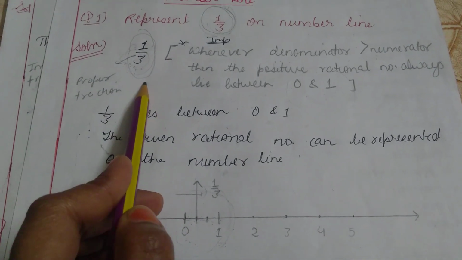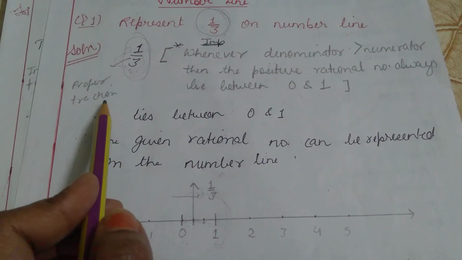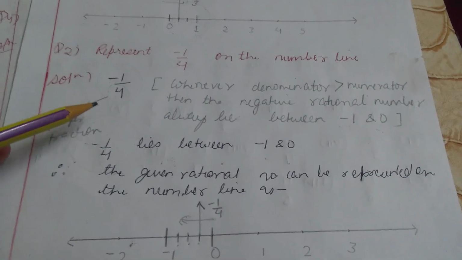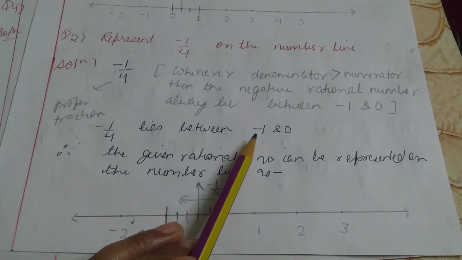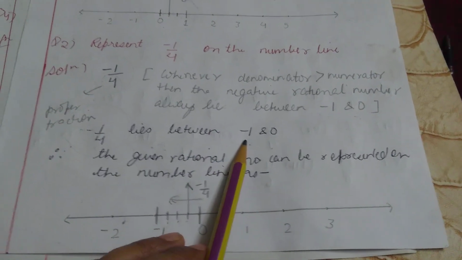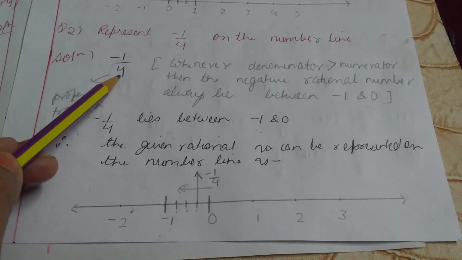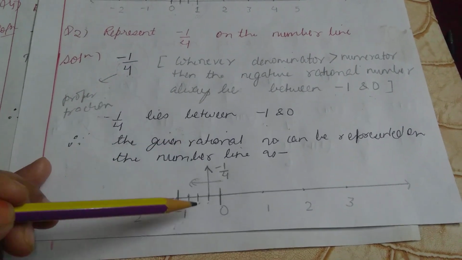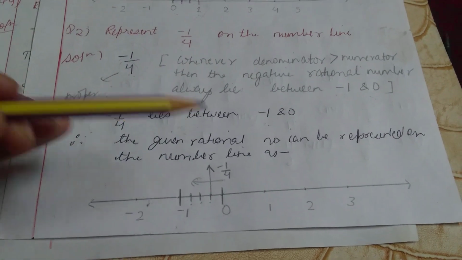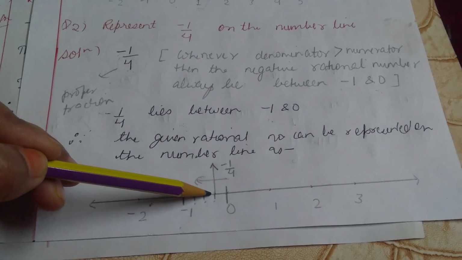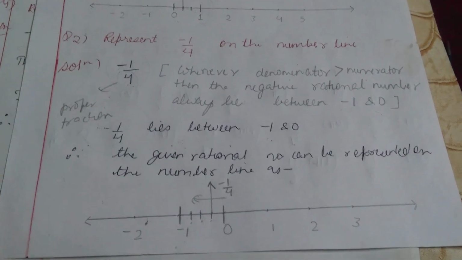It is a positive rational number. It is a proper fraction, a positive proper fraction, and this is a negative proper fraction. When the denominator is greater than the numerator, it always lies between minus 1 and 0. After this, we have to divide this interval into 4 equal parts. Because the denominator is 4, we have divided it into 4 equal parts. Then now we will represent minus 1 by 4 on the number line. It is minus 1 by 4.